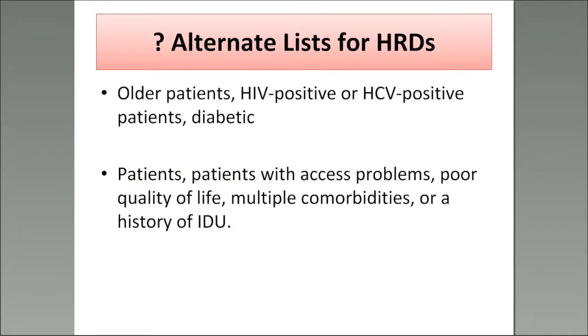Some things that some programs have done is use alternative lists for these increased risk donors. For example, they might have lists with older patients, HIV positive patients, Hep C positive patients, diabetic patients, or maybe patients with access problems, poor quality of life, multiple comorbidities, or a history of IV drug use. I think fewer programs are doing that now. I think things have changed in that these organs are now being offered to really the next patient who comes up on the list.